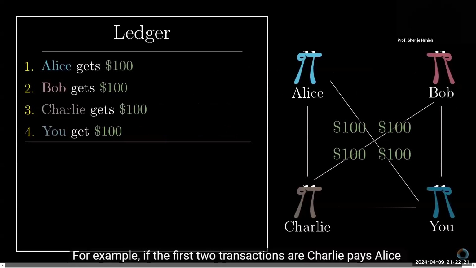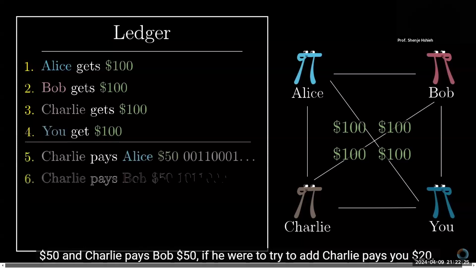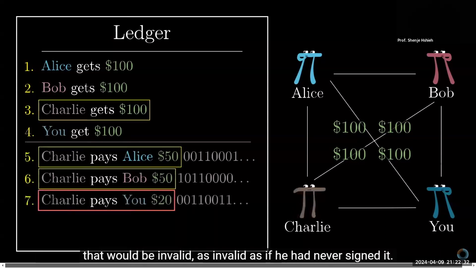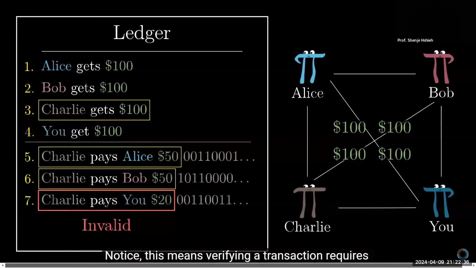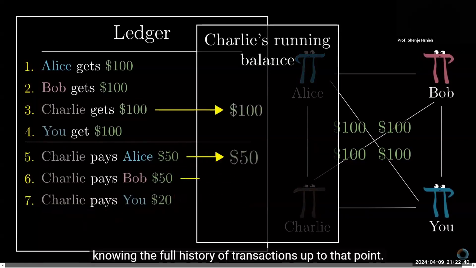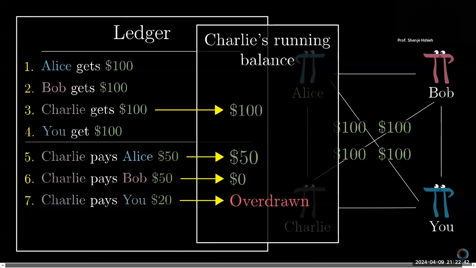For example, if the first two transactions are Charlie pays Alice $50 and Charlie pays Bob $50, if you were to try to add Charlie pays you $20, that would be invalid, as if he had never signed it. Notice, this means that verifying a transaction requires knowing the full history of transactions up to that point. And this is more or less also going to be true in cryptocurrencies, though there is a little room for optimization.